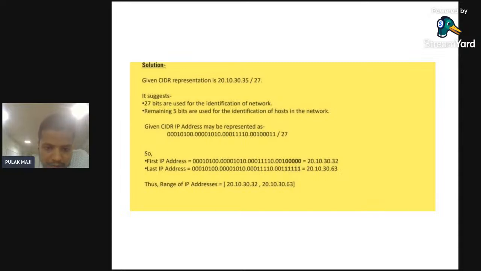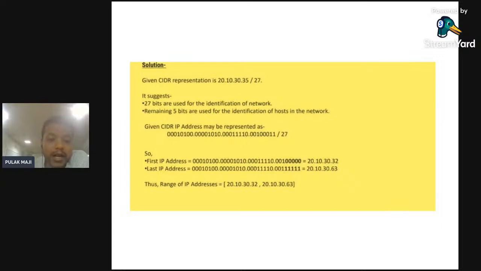These 3 bits I have to borrow from the last octet. If I borrow these 3 bits, then 27 bits are there for the network part. Then the remaining bits are 5. So I can change only these 5 bits, not the previous 27 bits. As I already told you, I cannot disturb the 27 bits because they are part of the network. So how many bits are there for the host? Only 5 bits, so I can work on only these 5 bits.